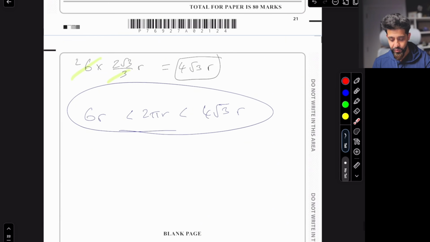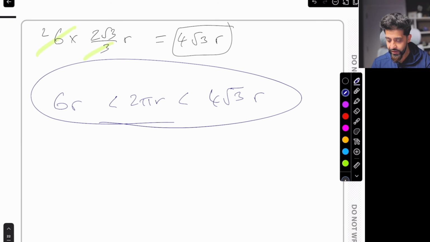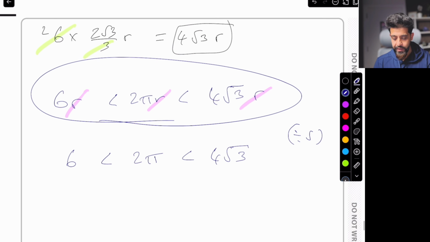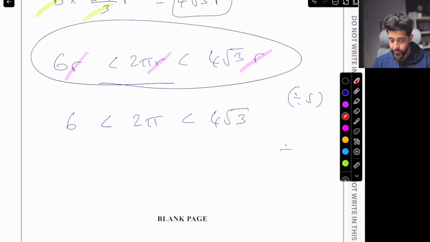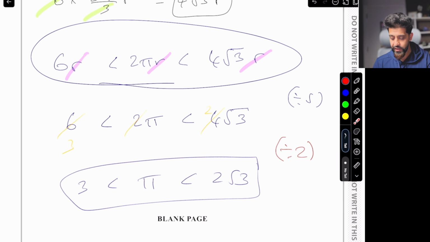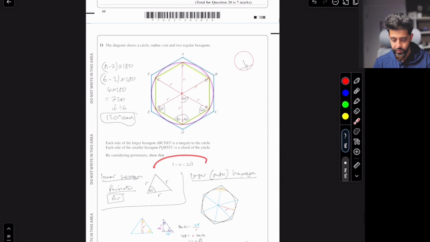We now just need to simplify this so it looks like that. All right, let's see. We can divide all the r's. If we divide by r, everything divides by r. So 6, 2 pi, 4 root 3. Next, we can divide by 2. If we divide by 2, that becomes 3, divide that by 2 is just pi, divide that by 2 is 2. So we end up with 3 less than pi less than 2 root 3. And that is exactly what it wanted you to show.